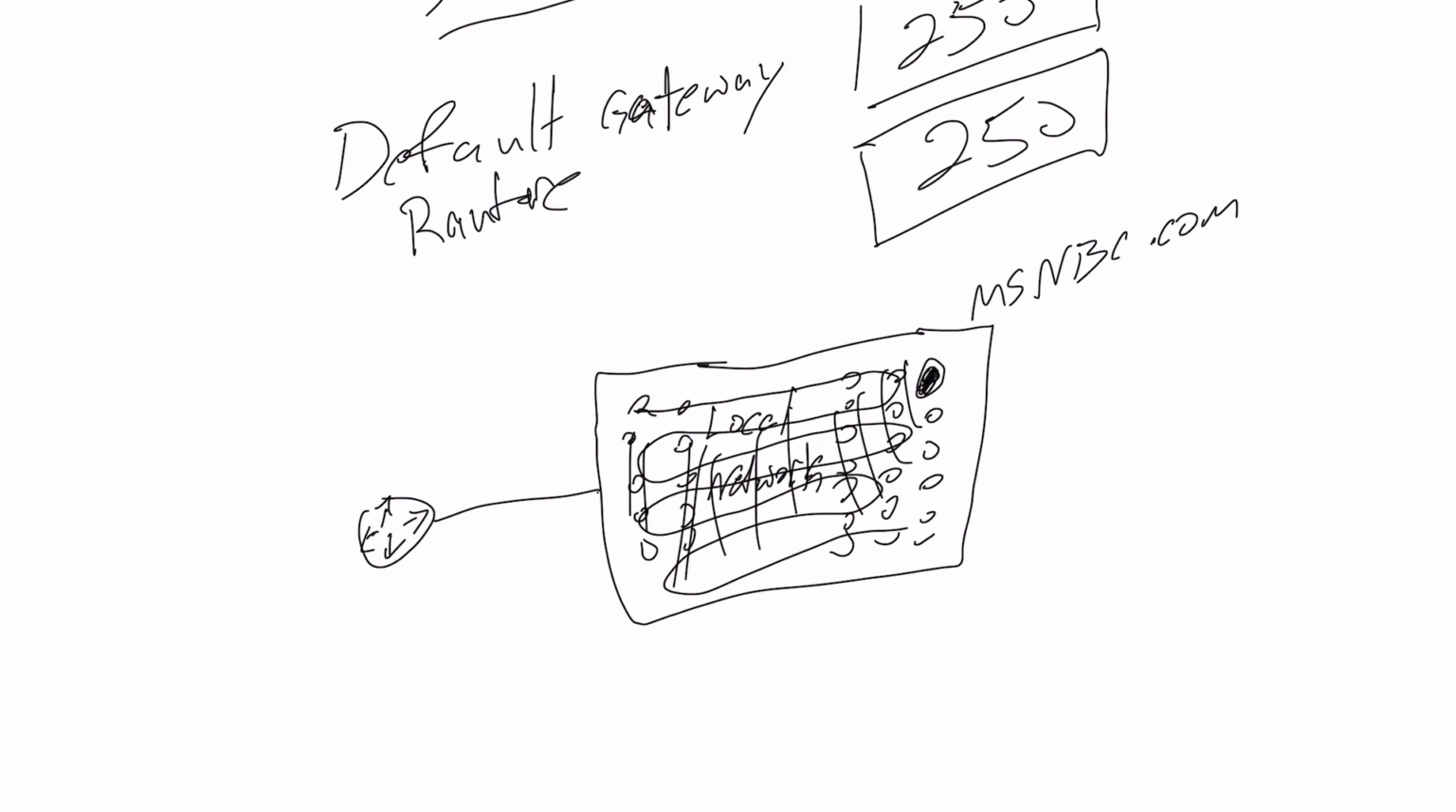So in order for him to get to msnbc.com, he's going to have to go to the router and ask the router for msnbc.com, because he doesn't see it anywhere on the internal network. So the router is going to go on the other side, and of course it's going to check what is called the server first. And if it's not there, then the router is going to go to the internet.